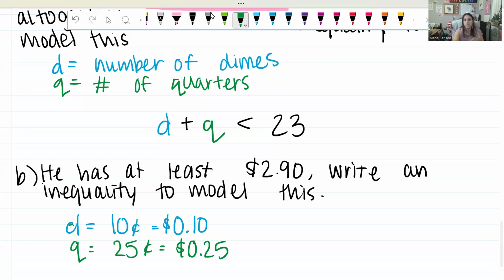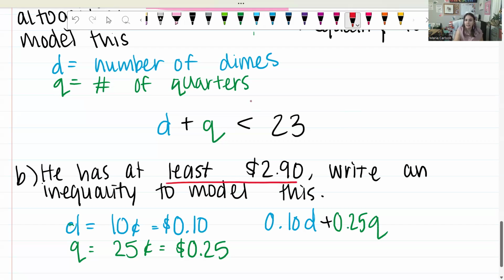So if he's adding together the amount of dimes he has plus the amount of quarters he has, we can find the value by multiplying the amount of dimes he has by 10 cents each, or 0.10 times D, plus 0.25 times Q. So the value of his dimes plus the value of his quarters is at least $2.90. And at least means that $2.90 is actually the minimum. So it is greater than or equal to $2.90. And I don't need the dollar signs.